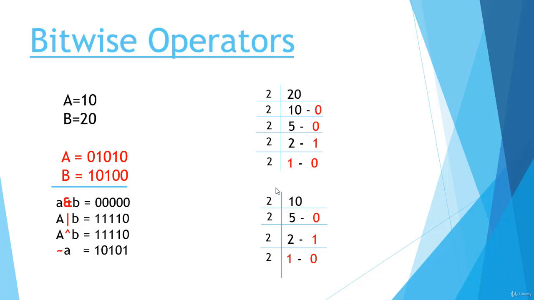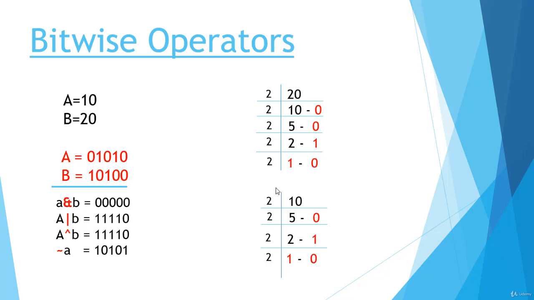And the second one is the OR operator. It gives us the value of 1 if at least one of them is 1. You can see that we start from the right, 0 and 0. There is no 1 in them, so we write 0. 1 and 0, we write 1. 0 and 1, we write 1. 1 and 0, we write 1. 0 and 1, we write 1. This is called the OR.